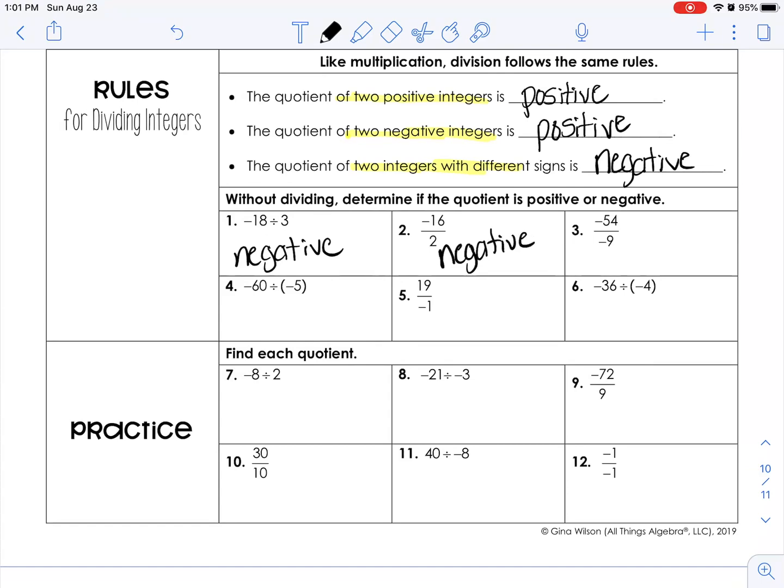And number 3, again, using that fraction bar to model division. Negative 54 divided by negative 9. We have 2 of the same signs, a negative and a negative, which is going to result in a positive answer because both those signs are the same. Go ahead and highlight number 4, 5, and 6.